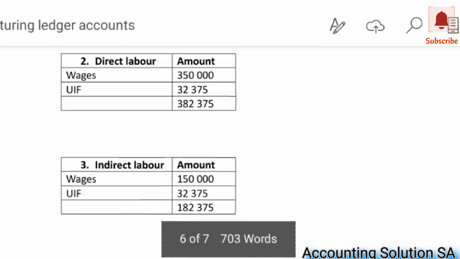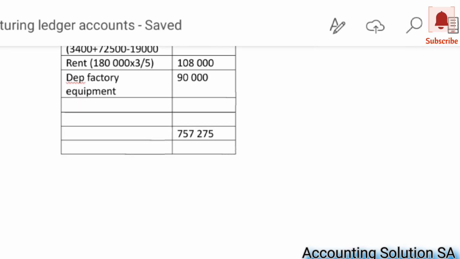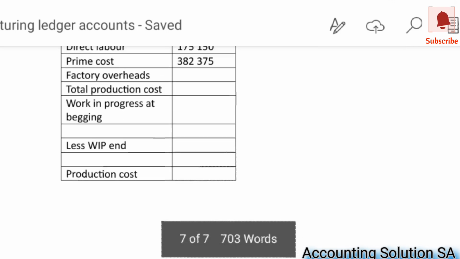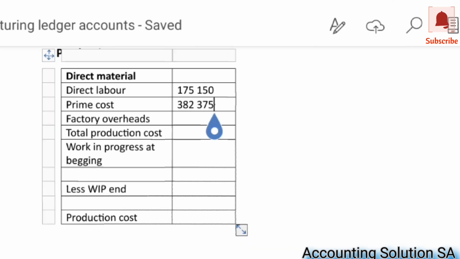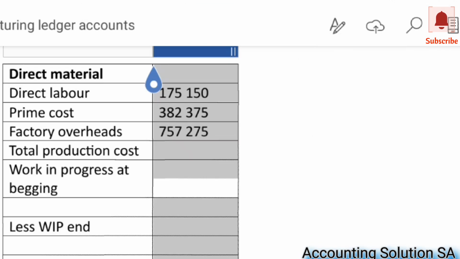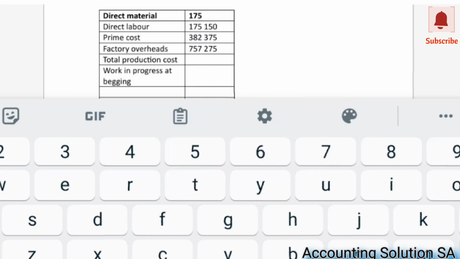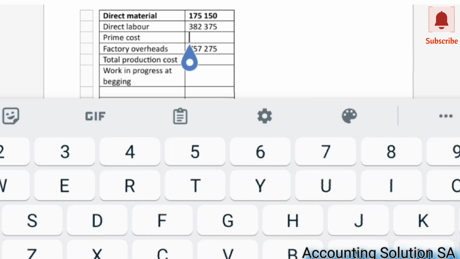Okay, then again, we have a factory overhead, which is 757,275. Okay, on this side I made a mistake. Okay, let me rectify. Indirect material is 175,150. Okay, and direct labor is gonna give us 382,375. Okay, prime cost, we have to add these two.